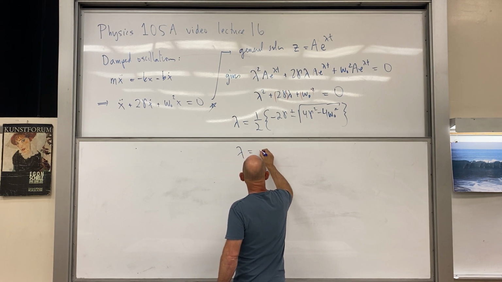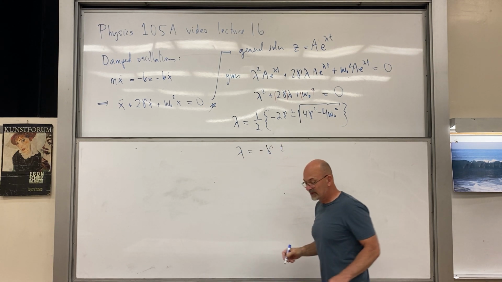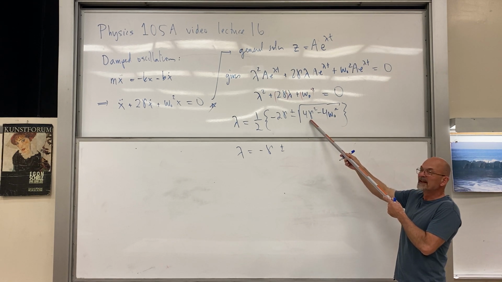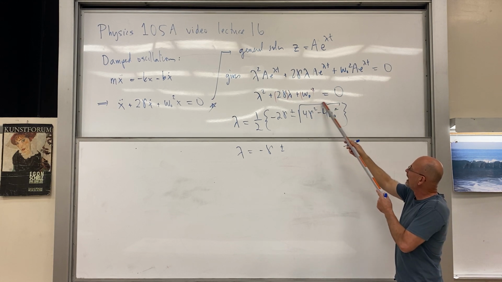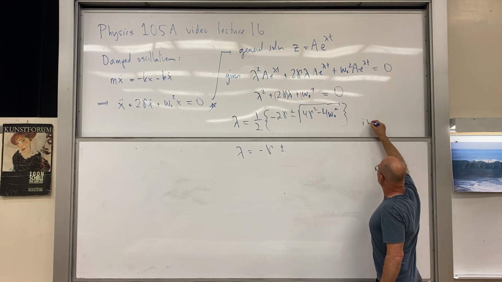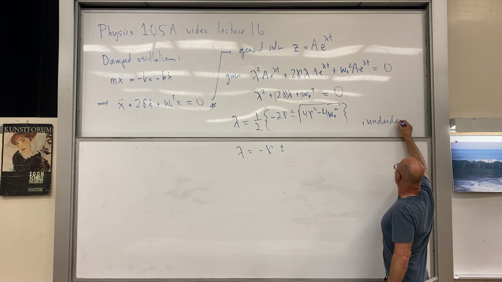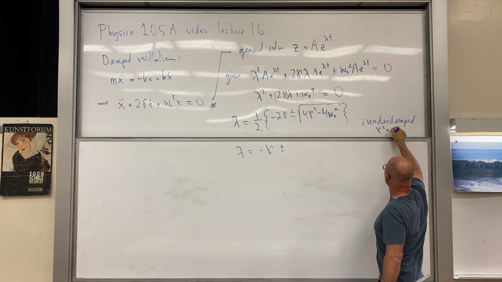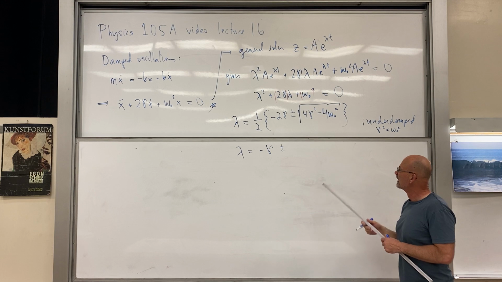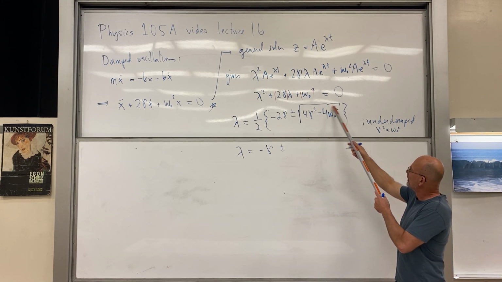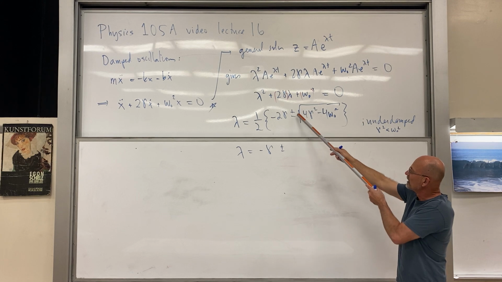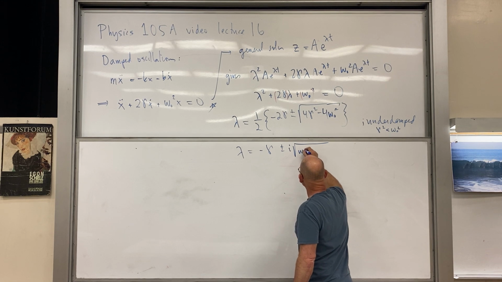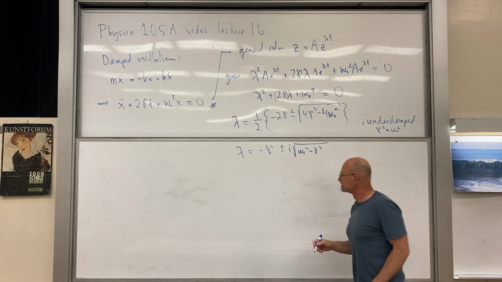So what do we have? Lambda equals negative gamma plus or minus. And remember, the underdamped case is if omega naught squared is greater than gamma squared, gamma squared less than omega naught squared. So this is a negative number. What we can do is reverse the signs. We've got a minus 1 then, we pull it out as an i. So we have plus or minus i root omega naught squared minus gamma squared.